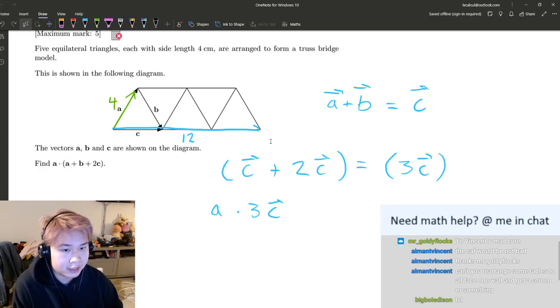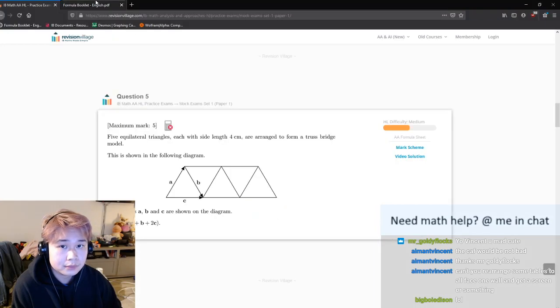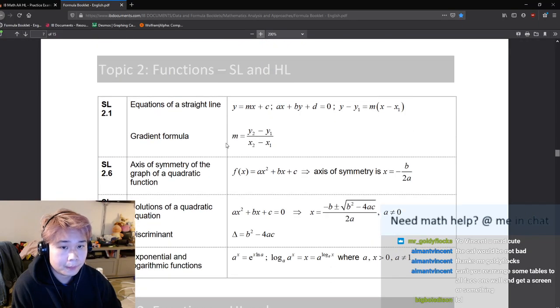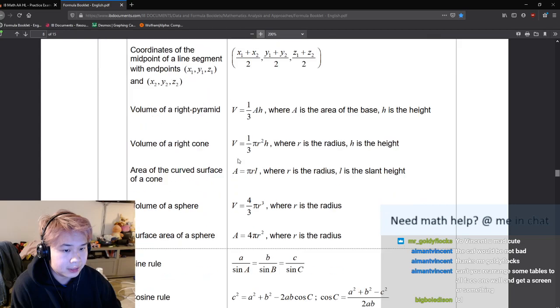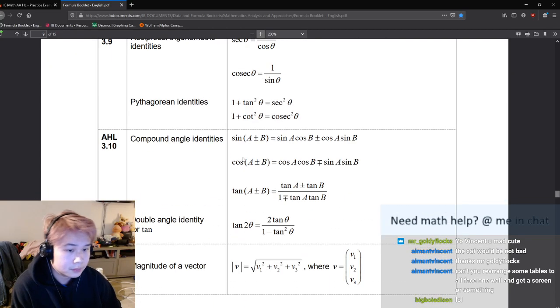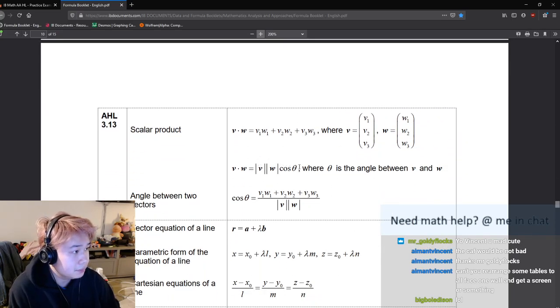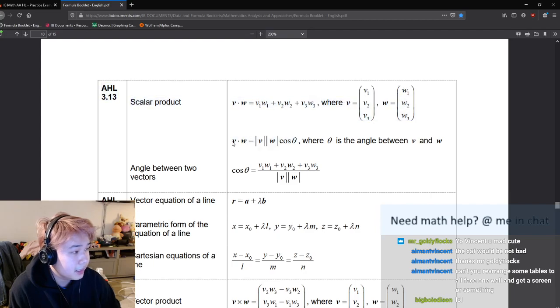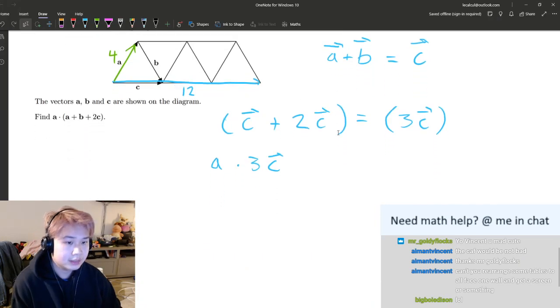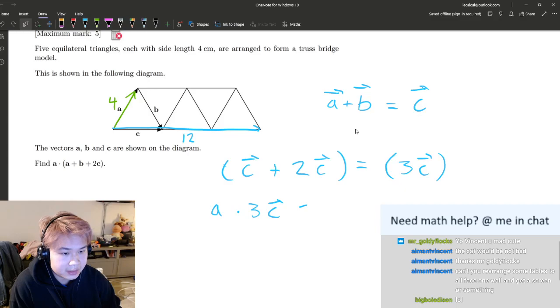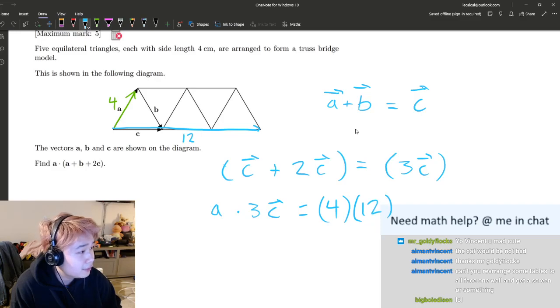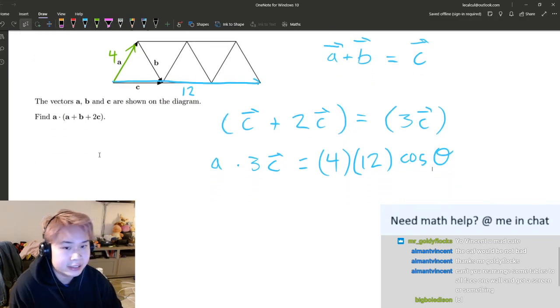And then we just go to our formula book, and we find the formula for scalar products. And we're going to use this one. V dot W is the length of V times the length of W times cosine. So this is the length of A, which is 4, times the length of C, which is 12, times cosine of the angle. So then this is the last bit that we need to find out, the angle in between the two vectors.